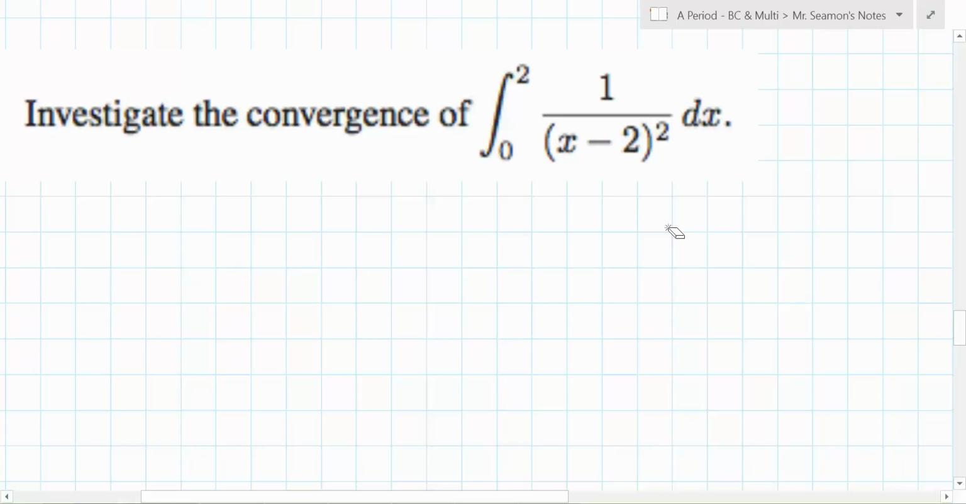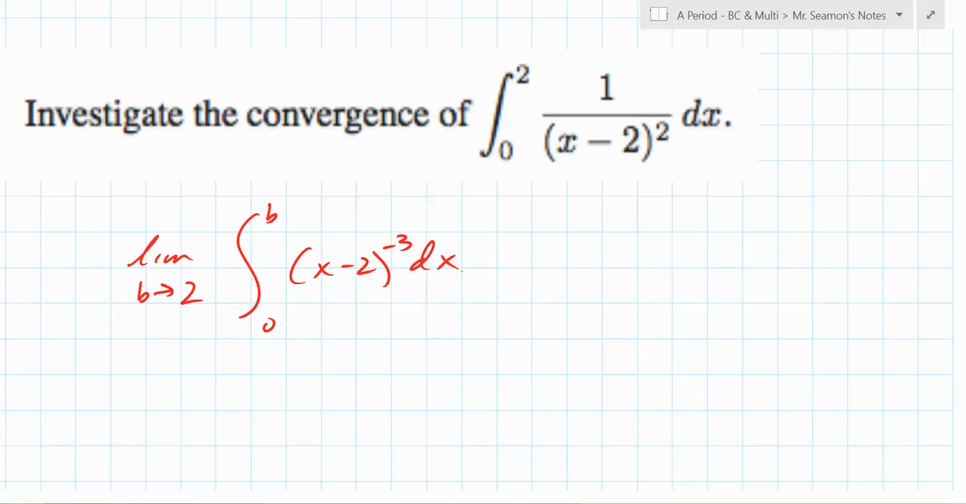So you do rewrite this as a limit. Can someone rewrite it as a limit for me? The limit of what? Yeah, b to 2, x minus 2 to the negative 3 dx. Now here's one quick thing. We're going between 0 and 2, so you're going to be approaching 2 from the... Oh, it's to the negative 2, thank you. Are you going to approach 2 from the left or right? From the left. Remember, put the little minus sign right there?